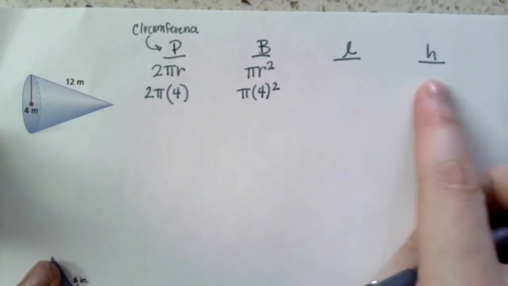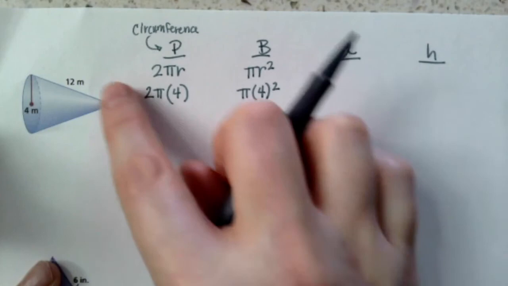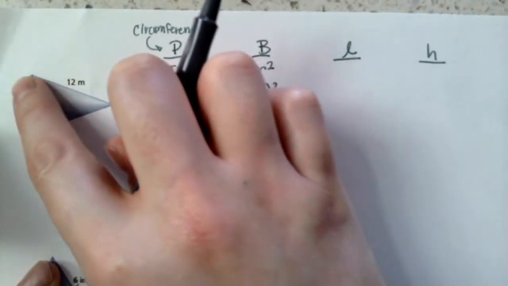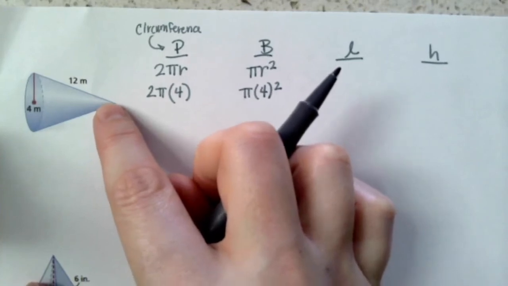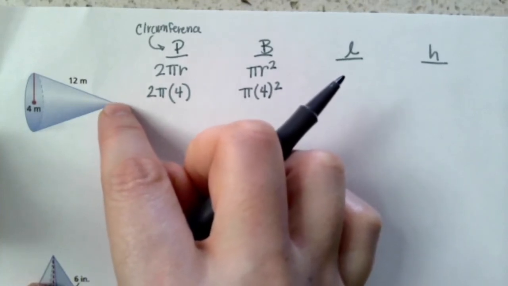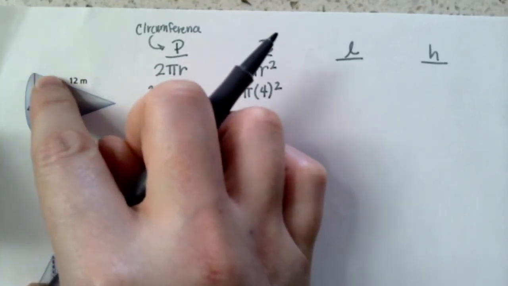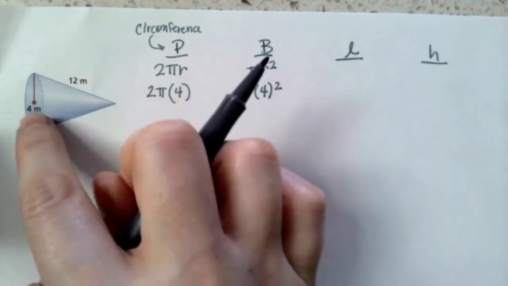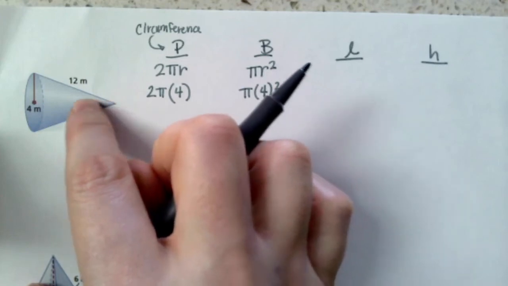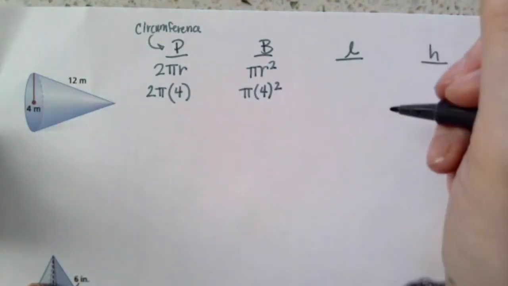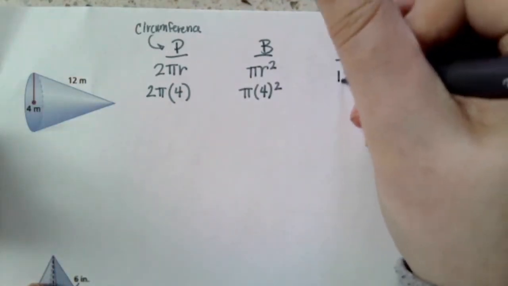And then for L and H, remember, we're typically only given one. And in this case, we're given the slant height. So you can imagine the slant height is like the outside of an ice cream cone. If you drag your finger across from the bottom to the top of the ice cream cone, that's your slant height. The actual height is like on the inside of the ice cream cone from the very bottom to the very top. So in this case, we're given the slant height is 12.